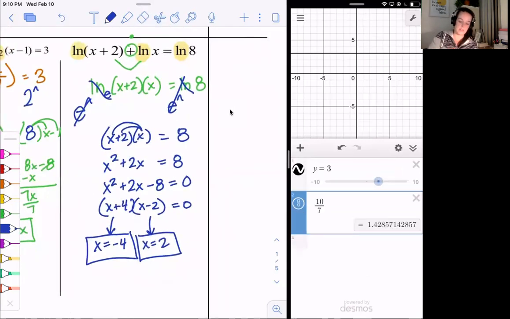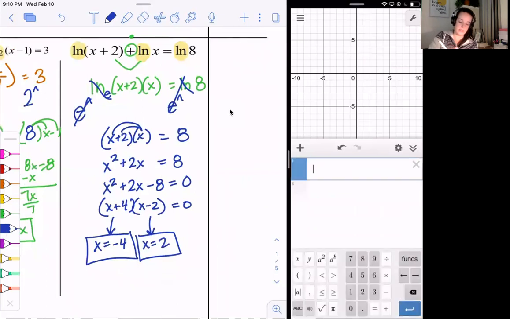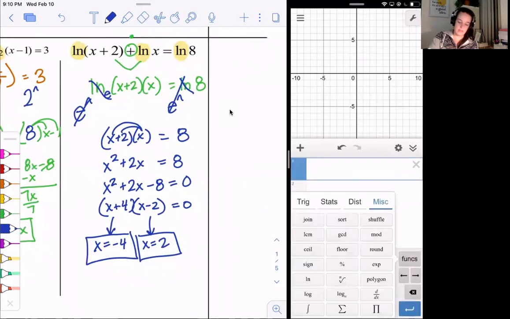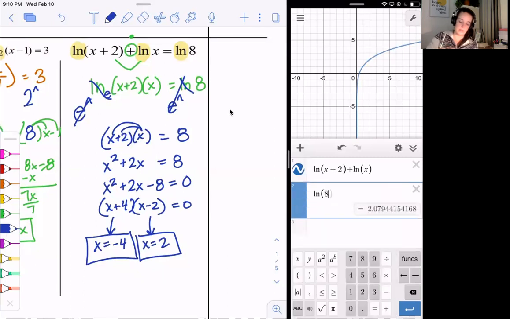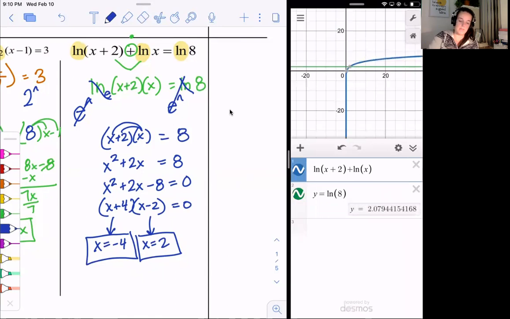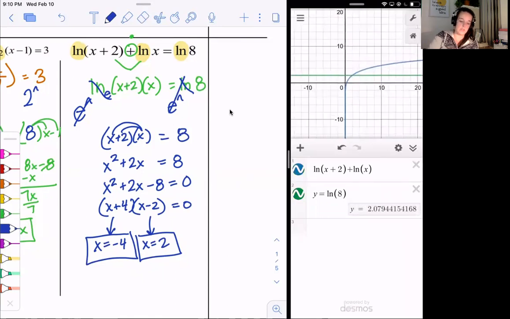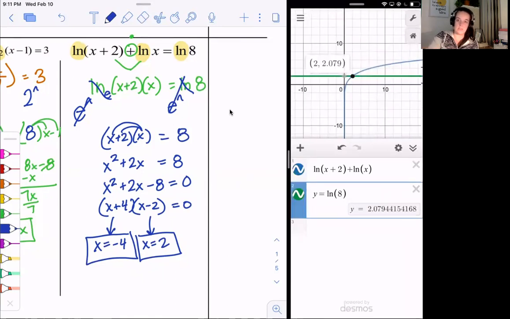If you put this in your calculator, you can see the natural log of x plus 2 plus the natural log of x. And then on this side we have the natural log of 8. I'm going to put y equals. We can see there's actually only one solution here. Only one solution, 2.